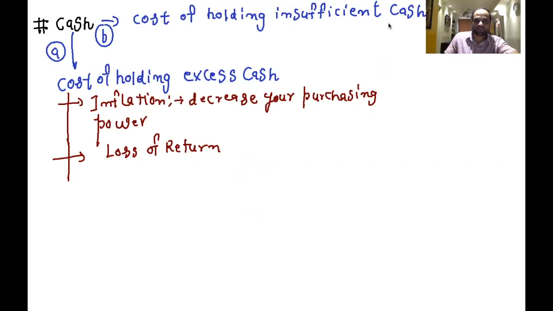So the first problem is the cost of borrowing. Cost of borrowing will increase. Why? Because you are not holding enough cash. So if you need cash to make any kind of investment, you have to borrow. If you borrow, your borrowing cost will increase. As a result, profitability will be negatively affected, right?